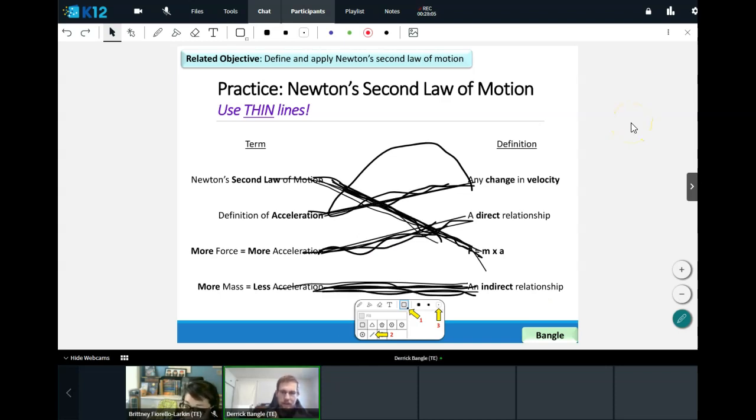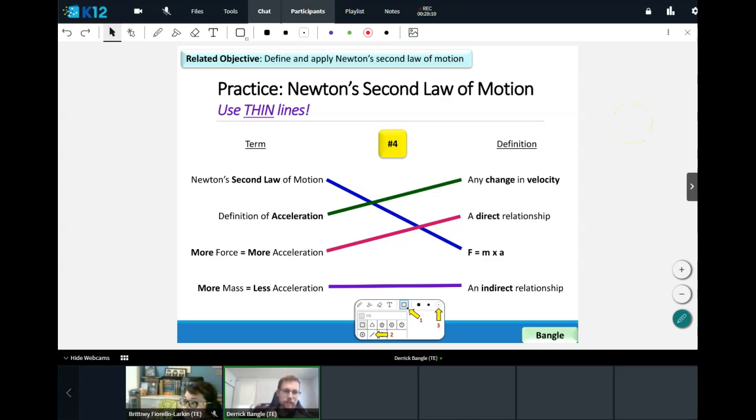All right, so let's check our work. Newton's second law of motion is F equals ma. So the formula F equals ma is Newton's second law of motion. The definition of acceleration is just any change in velocity. That's what acceleration is. And then we have our last two, which describe a type of relationship. A direct relationship is when more force equals more acceleration. So based off that equation, if we increase acceleration, it will increase the force. That's what that is describing, a direct relationship. And then more mass going to less acceleration, that is an indirect relationship.